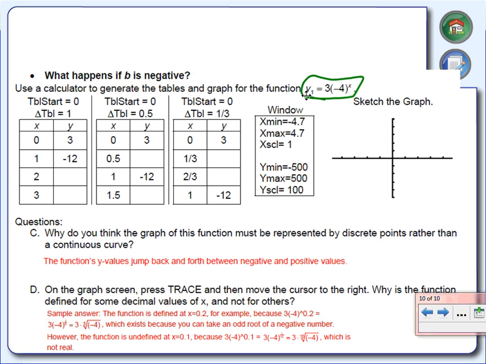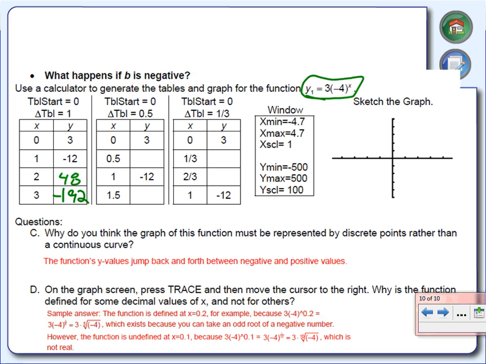I think we mentioned this already the other day, but just in case. Go to your table first. And in your table, you see the ordered pairs 0, 3, then 1, negative 12, and then what? 2, 48. 2, 48, and 3, negative 192.